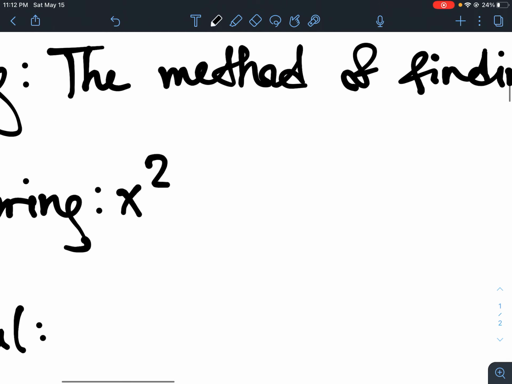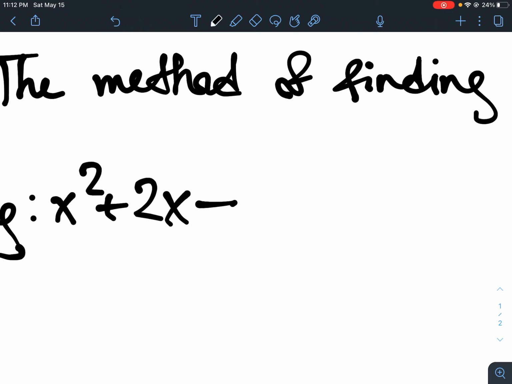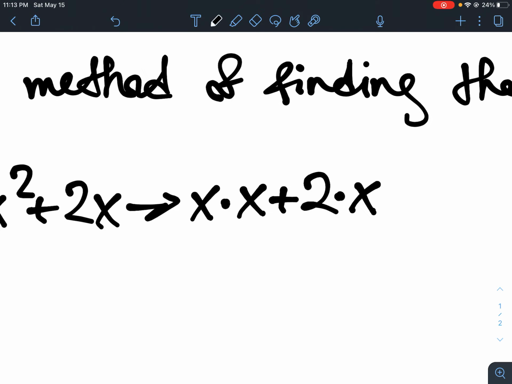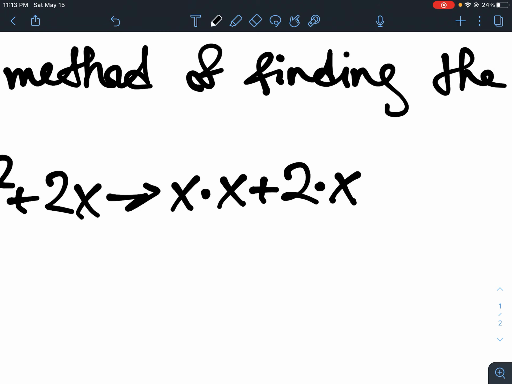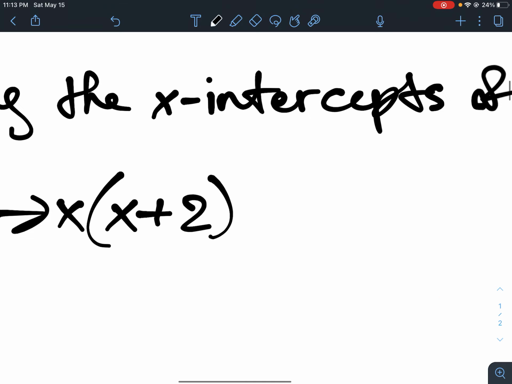Let's say we have x squared plus 2x. The easiest way to do this is to find the GCF. It would probably make it easier to separate the terms. So now you would know that both of the terms share x as the greatest common factor, so you can factor that out into x parentheses x plus 2.